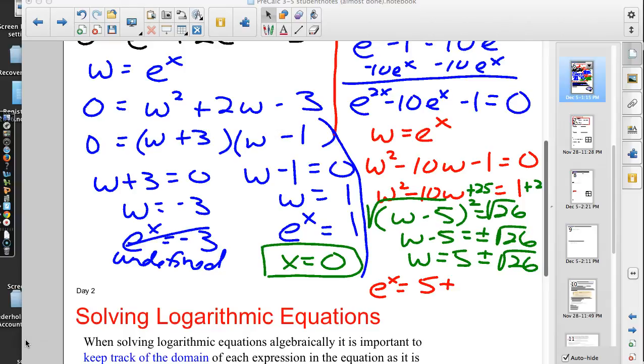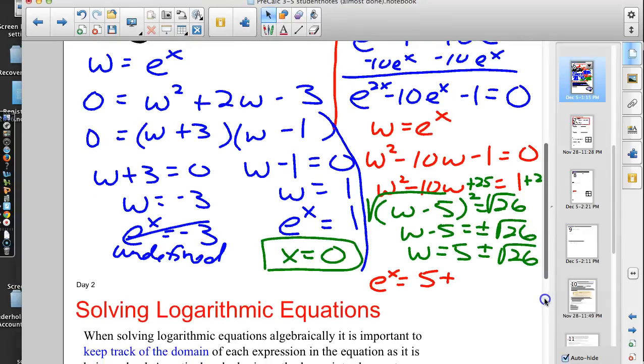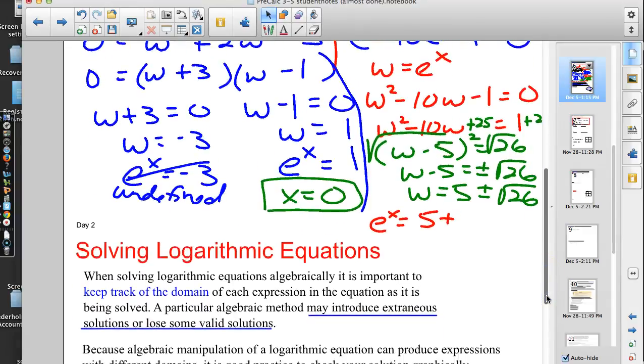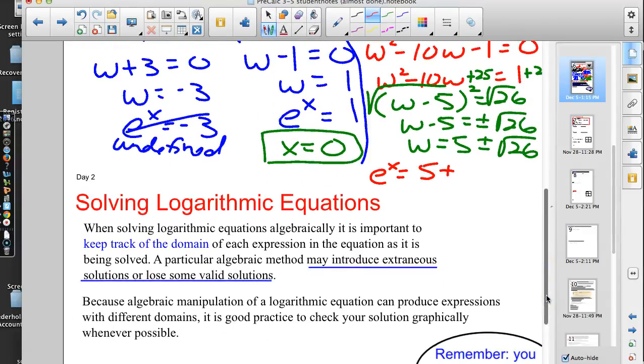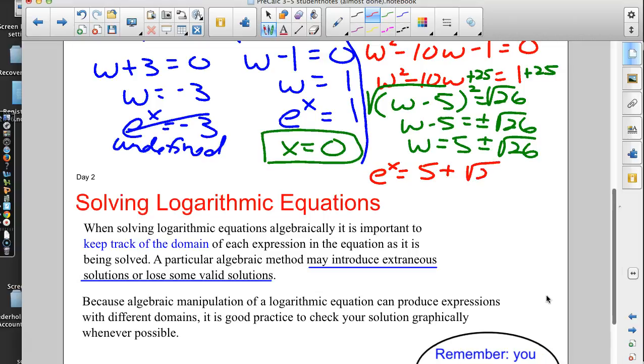And when we do that, sometimes things work out nice, sometimes they don't. I mean, this was an example of when it doesn't. So with this one, we go back and say, all right, we got this w business, but because we substituted in, that means really e to the x equals 5 plus the square root of 26, and e to the x equals 5 minus the square root of 26.